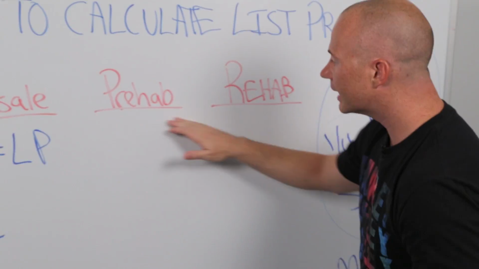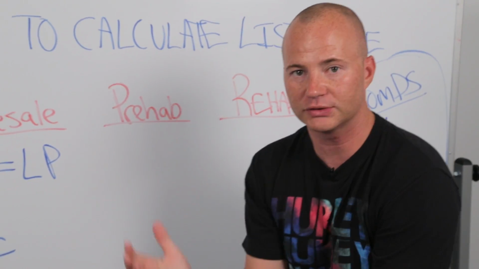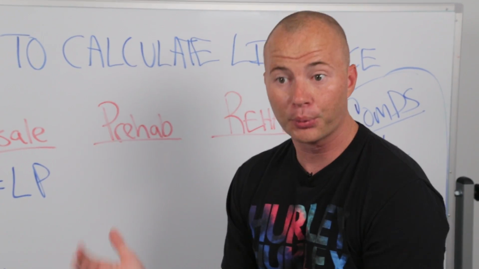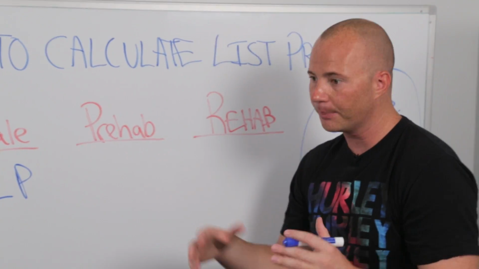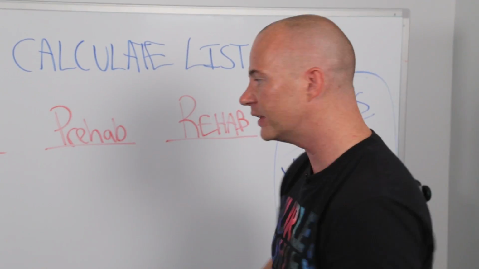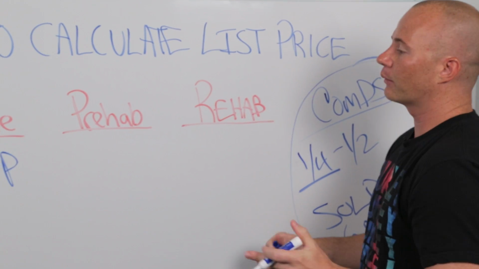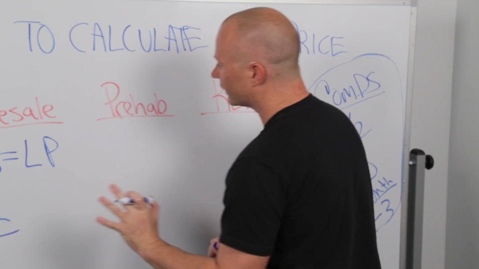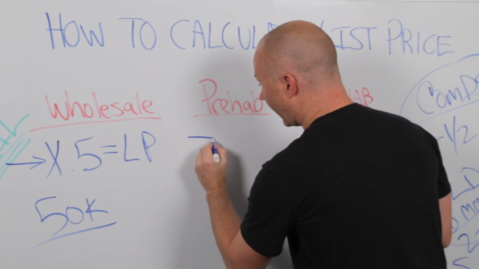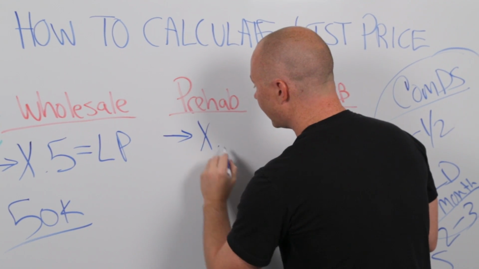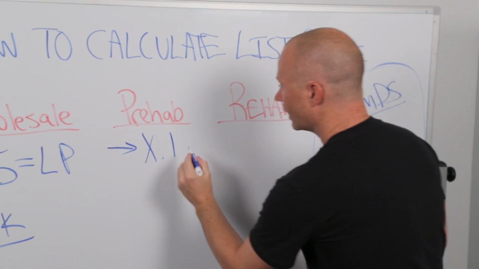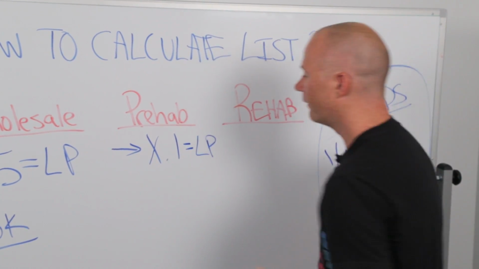Okay? So if you're going to prehab this deal, you're going to make this property rental ready, a pre-rehab. Not everything's going to be new in it, but it's going to be pretty nice. You're looking for an average buyer, not a buyer that gets emotional about it, but somebody actually looking for a little bit of a deal, something a little bit off of that retail value. The formula is very, very simple. You take the retail value and multiply it by 0.1, which is 10%, equals your list price. Very, very simple.